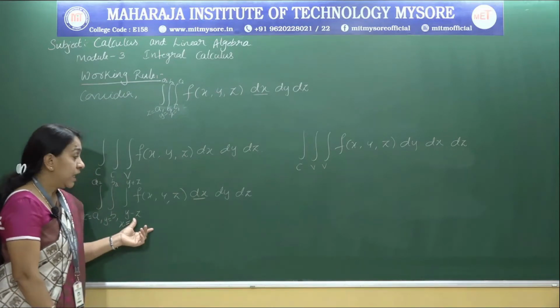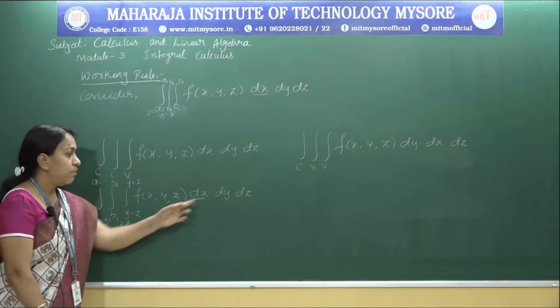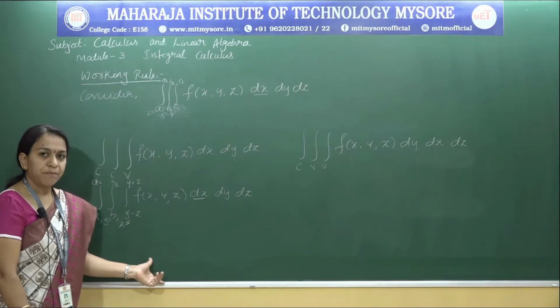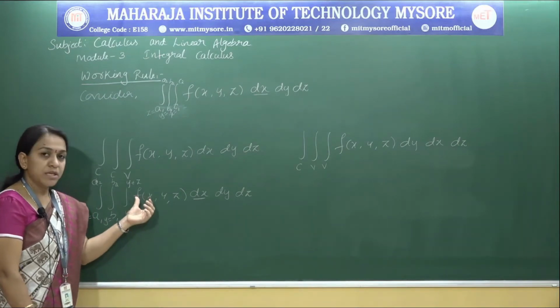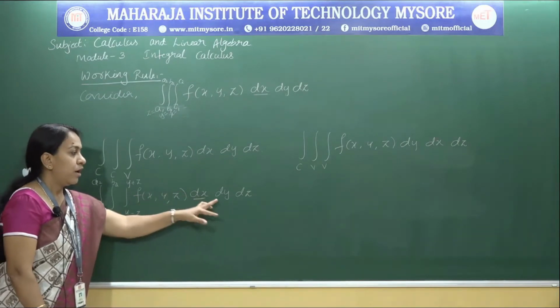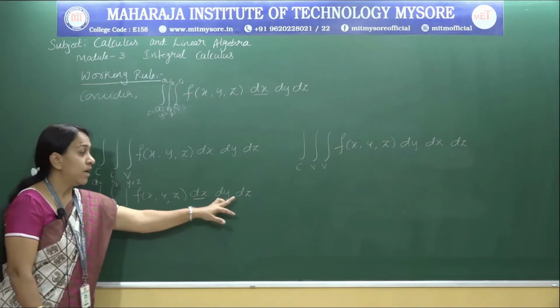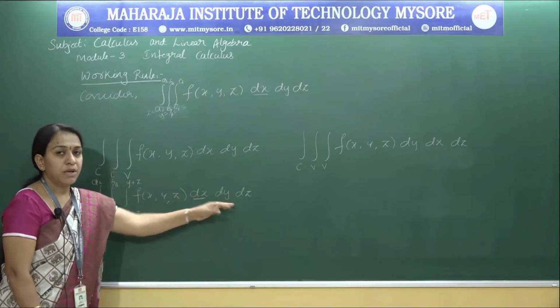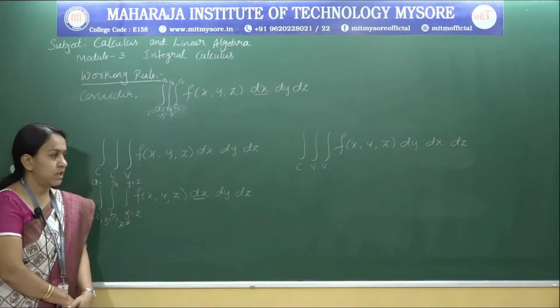So first integrate with respect to x, keeping y and z as constants, apply the limits and simplify, then integrate with respect to y, keeping z constant, and similarly integrate with respect to z.